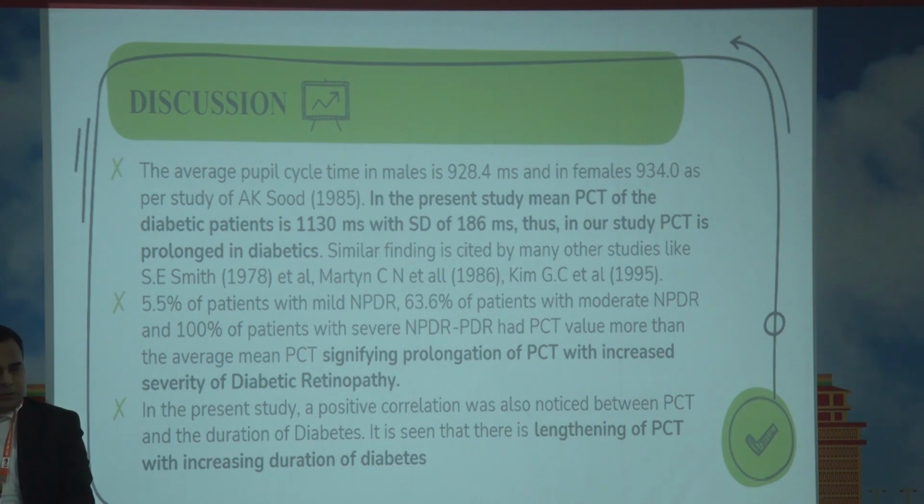5.5% of patients with mild NPDR, 63.6% of patients with moderate NPDR, and 100% of patients with severe NPDR and PDR had PCT value more than the average mean PCT, signifying prolongation of PCT with increased severity of diabetic retinopathy. In the present study, a positive correlation was also noticed between PCT and the duration of diabetes. Thus, it is seen that there is lengthening of PCT with increasing duration of diabetes.